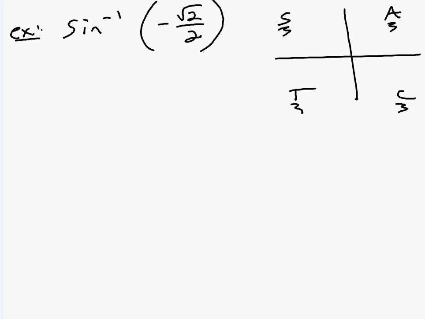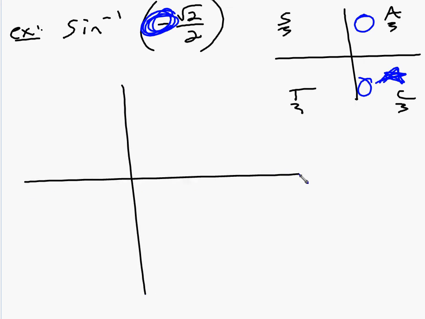The reason that's important is because of this right here. We're evaluating the inverse sine of negative radical 2 over 2. So since it is a negative value, it has to be in this quadrant. Inverse sine is only defined here and here. Since it's negative, it has to be in the fourth quadrant. So that is where I draw my triangle. I'm going to draw the triangle in the fourth quadrant.